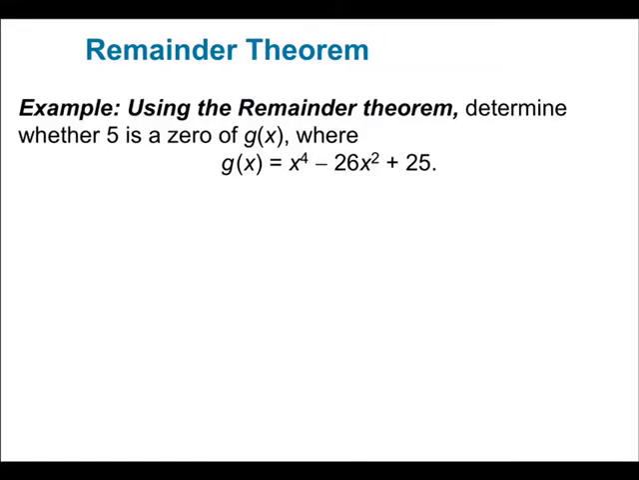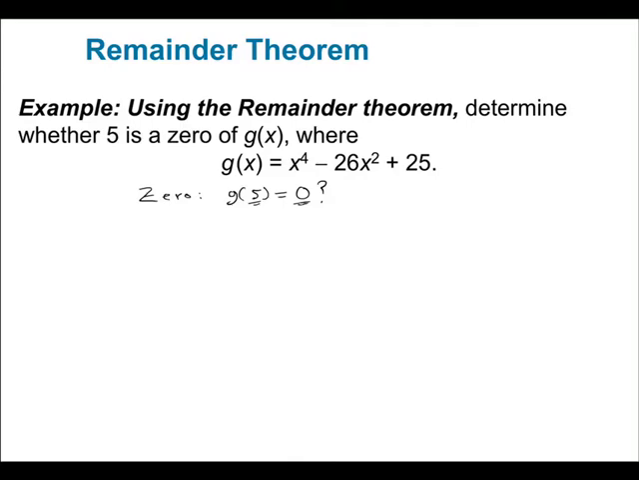It says here to use the remainder theorem to determine whether 5 is a 0 of g of x, where g of x is equal to this degree 4 quartic polynomial. So again, we could plug in 5 and get the output to see if it's 0. So our question is this: to be a 0 of a function, that means that g of 5 would need to equal 0. That's our question.